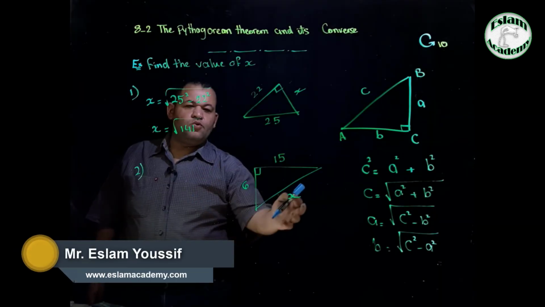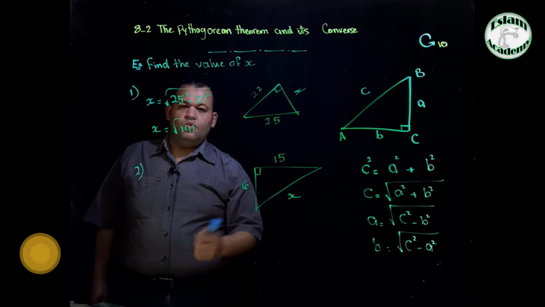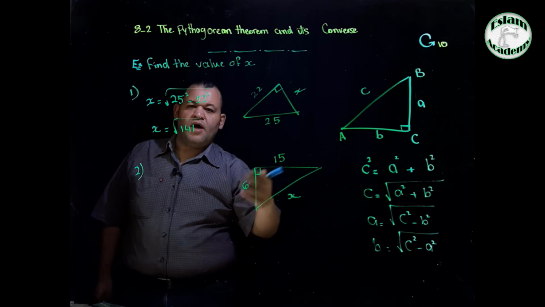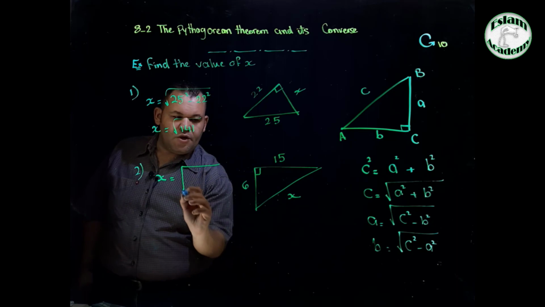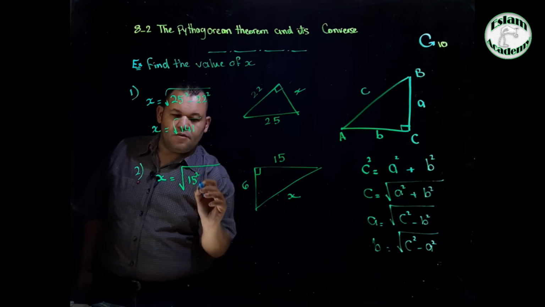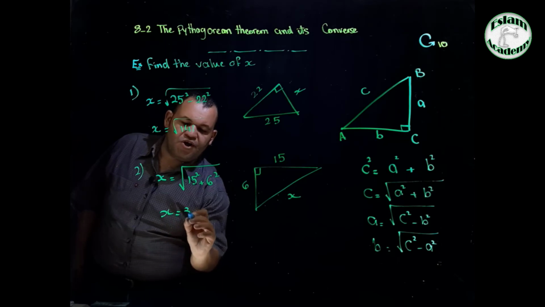And number 2, we need to find the value of x. But for number 2, the missing side is the hypotenuse. We said before, to find the hypotenuse, we need to add the two legs. So we can say that x is equal to the square root of 15 squared plus 6 squared. Then x is equal to 3 root 29.